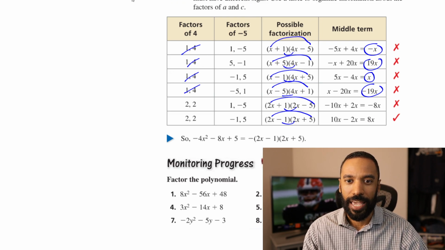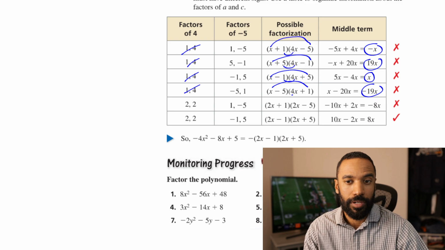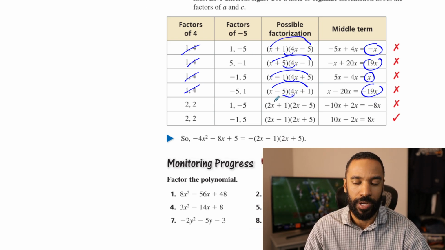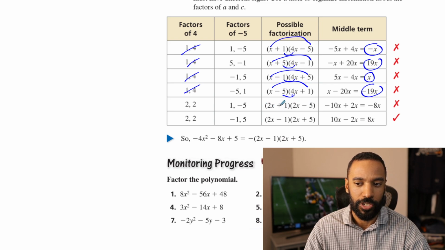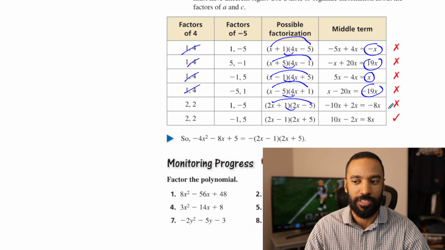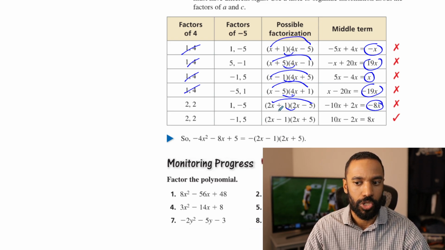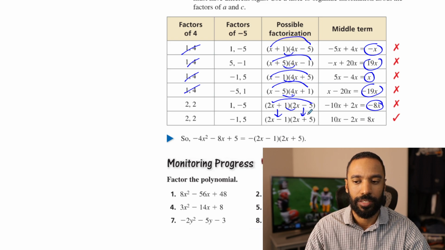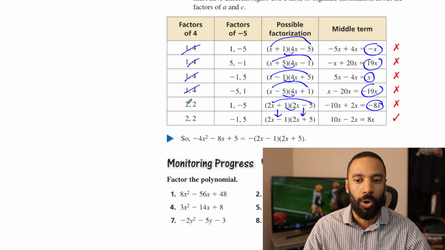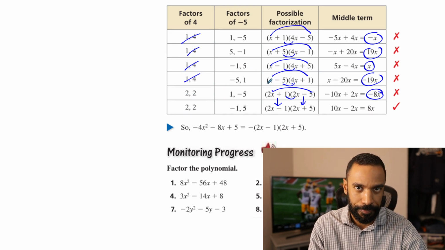Now, I only had one. I literally could have tested only one thing. I did luck out, but I only could have tested one thing, and I could have known what my answer was. If I tested this one first, 2x plus 1 times 2x minus 5, I would have gotten negative 10 plus 2. Negative 10 plus 2 is negative 8. Not the answer, but it's the opposite of the answer. So what do you do? Switch the signs. You get 8. 10 minus 2. 8. Only evens can come out from having two evens from there, and that's what would have gotten it.